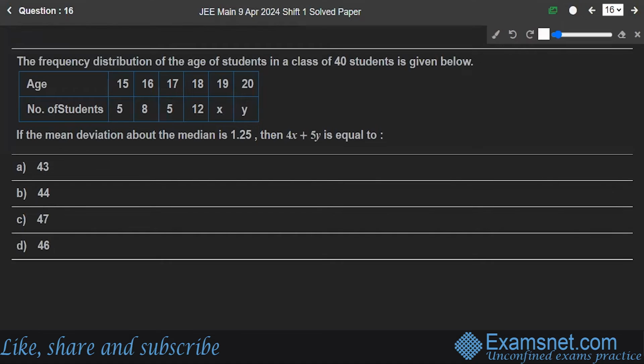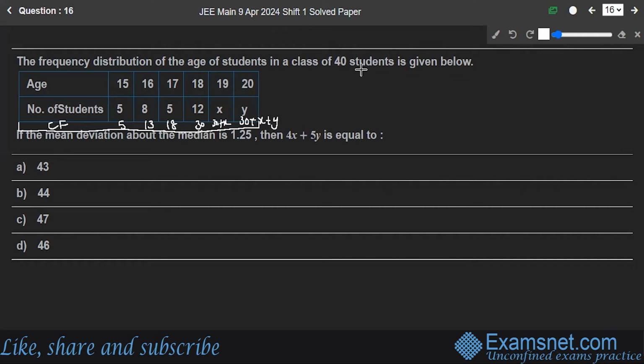Question number 16, the frequency distribution of the age of students in a class of 40 students is given below. This is the age, this is the number of students. If the mean deviation about the median is 1.25, you have to find 4x plus 5y is equal to what? So let's make one more column over here, for the cumulative frequency. So cumulative frequency here, this is 5, 13 plus 5, 18. This will be 30, 30 plus x, and this will be 30 plus x plus y.